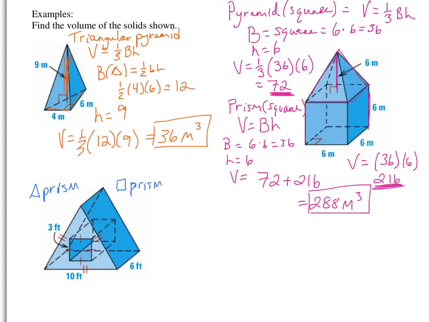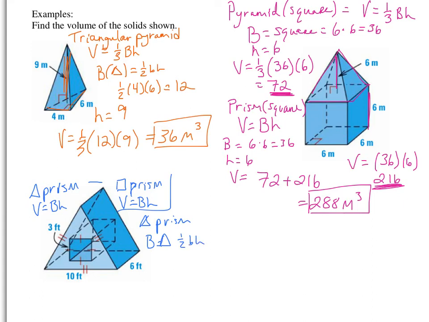So if we want to find out the volume without that little square prism inside of it, we need to take the triangle prism and subtract the square prism from it. All right, so luckily both of our equations are the same. So it's a capital B times H. So we're going to break this down. So we have our triangular prism first. So our base is a triangle. So we need to use 1/2 base times height.